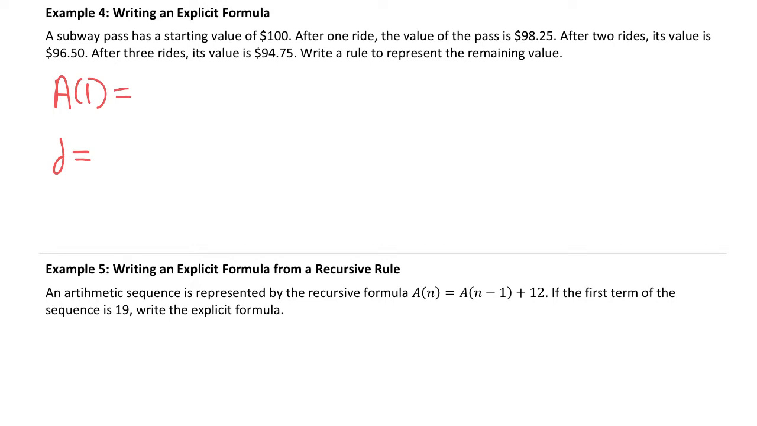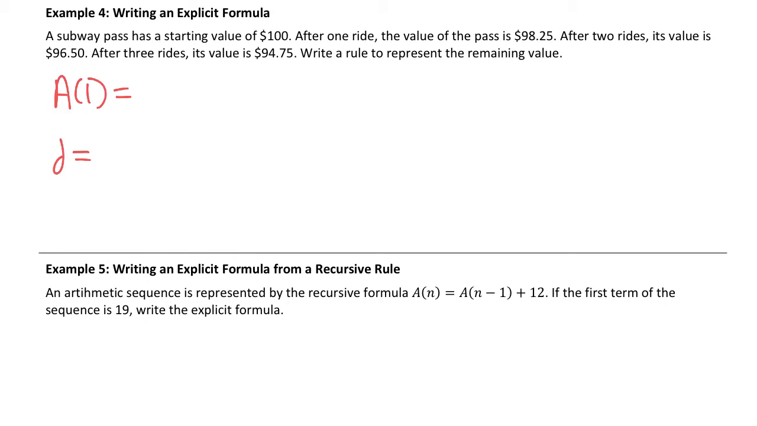So it says a subway pass has a starting value of $100. After one ride, the value of the pass is $98.25. 2 rides, it's $96.50. 3 rides, $94.75. We're going to write an explicit rule to represent the remaining value of the pass. So it's kind of like a gift card. You have a balance, and then that balance decreases when you make purchases.